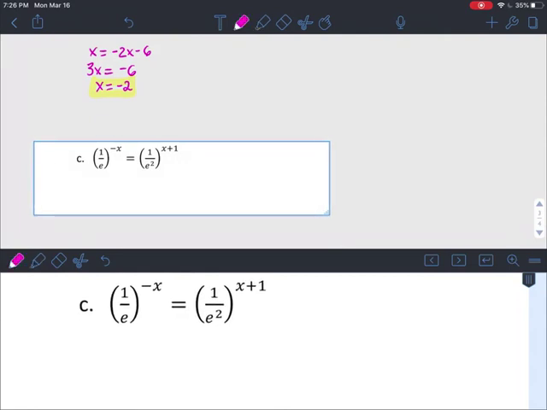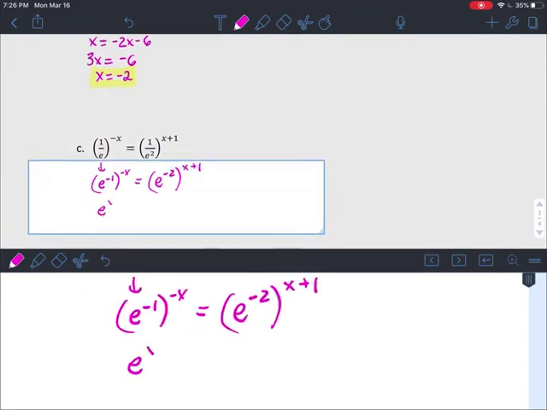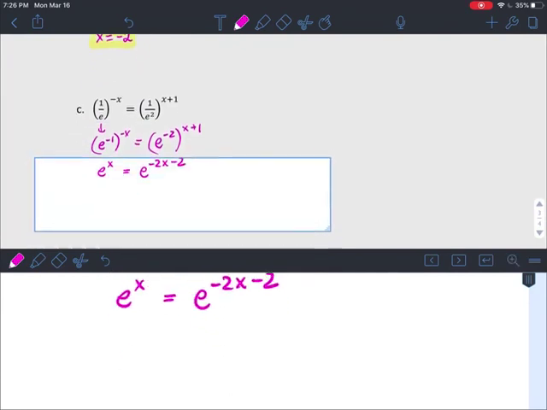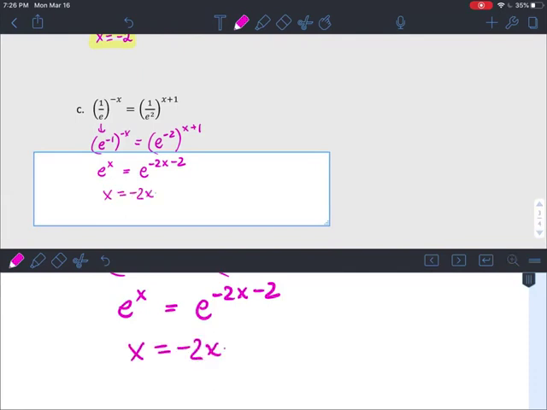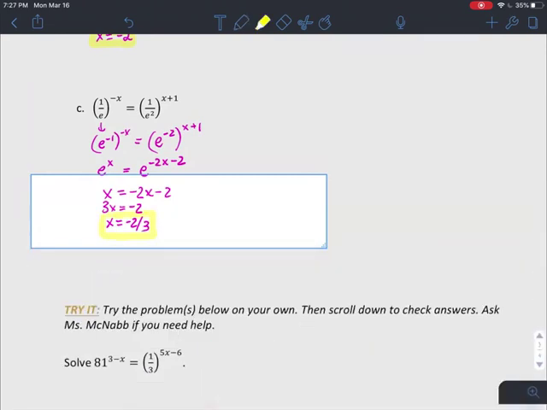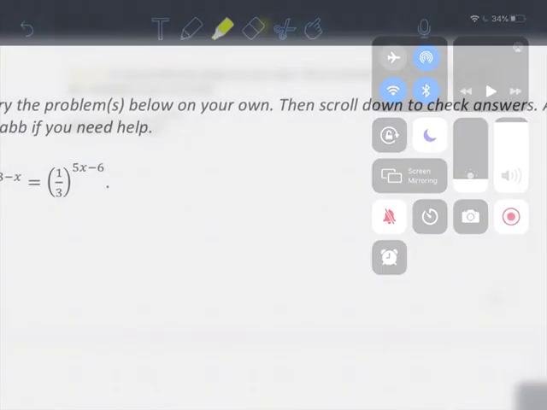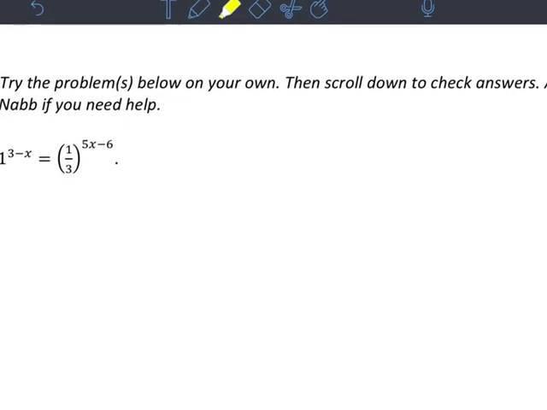This has e's, which actually honestly makes it easier because that's 1 over e, so e to the negative first. That's 1 over e squared, e to the negative second. Basically, your base has to be e. Again, multiply your exponents together. Set your exponents equal because that'll make both sides of your equation equal. And then you should be good to go if you add 2x to both sides and divide by 3. X equals negative 2/3. Why don't you try this one and make sure that it turns out okay? Type your answer on the next slide.